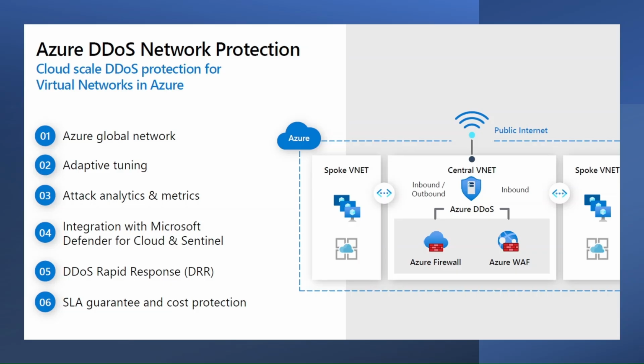It covers up to 100 public IP addresses per tenant, and includes premium features like application scale, cost protection with WAF discounts. It gives you the Azure global network, which can be used for adaptive tuning, and it can be integrated with Microsoft Defender for Cloud for all your alerts and information, and it can be used with Sentinel as well. There is also DDoS rapid response, which helps you get information on your DDoS protection.